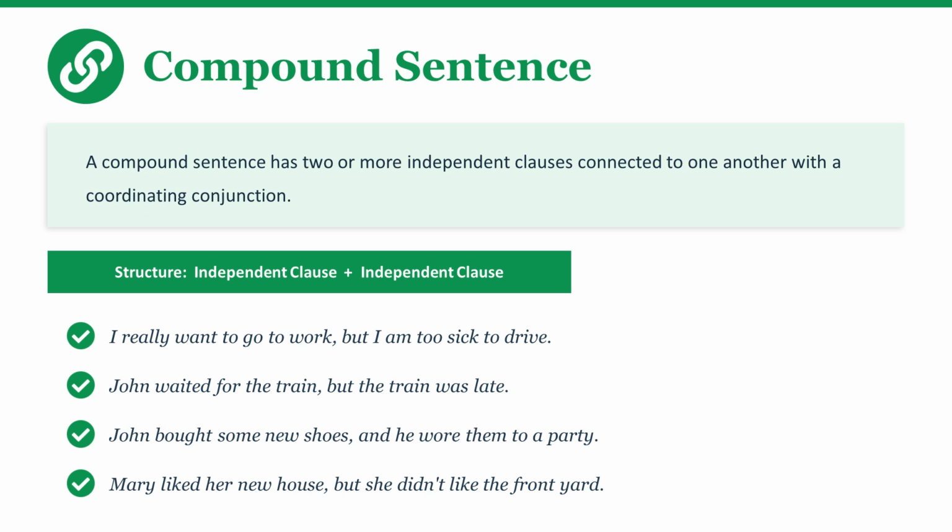John waited for the train, but the train was late. Again, 2 complete thoughts joined by but. John bought some new shoes, and he wore them to a party. Here, the conjunction and connects the 2 clauses. Mary liked her new house, but she did not like the front yard. Notice how each part of a compound sentence can stand on its own as a complete sentence.